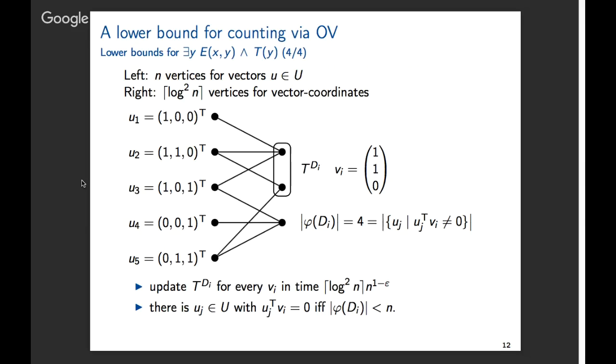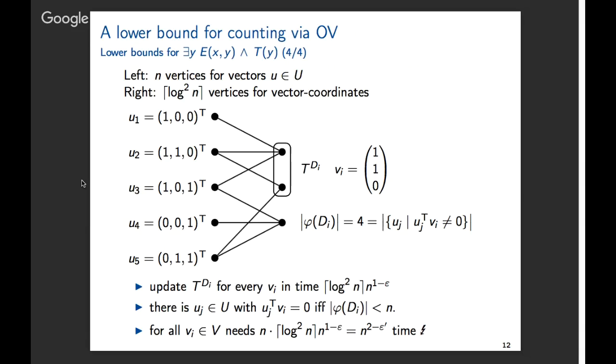And this we can test by just counting the number of results of this query. So counting would be to count the number of vectors that have an edge in this set. And if it's smaller than n, we know that we have found an orthogonal pair. And if not, we proceed with the next vector.